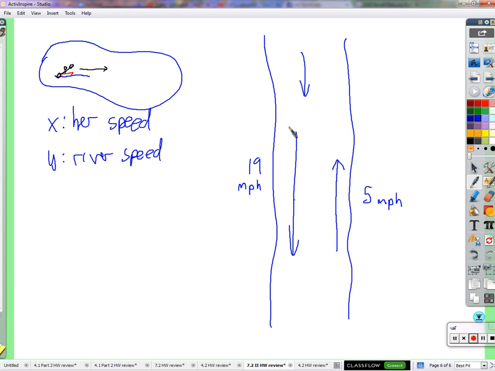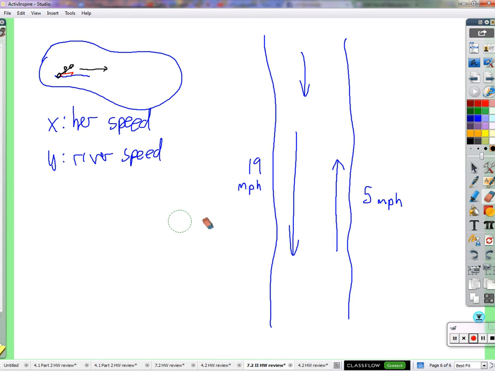Let's look at what we're doing here as we consider 19 miles an hour. And that is going to be our first equation. In our heads, we just kind of intuitively know that something's going to have to happen here to get 19 miles per hour, right? If I tell you that she goes this fast, what do you do with 19 to figure out how fast the river must be going?